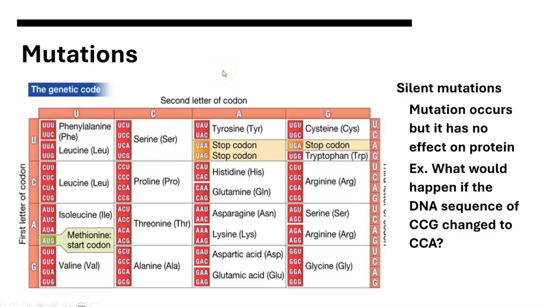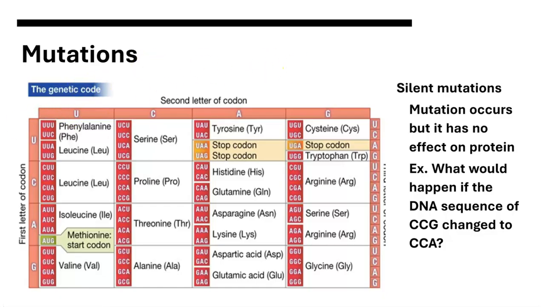Other times we can have a base pair substitution and we get what's called a silent mutation. So a silent mutation means there is a mutation, there is a mistake that has occurred, but we don't see any difference in the protein that is produced. We don't see any difference in the amino acid sequence. So we have here what would happen if the DNA sequence of CCG changed to CCA. So we have a base pair substitution that has happened. The G is being changed to an adenine. So something very similar to what we saw with the sickle cell before.